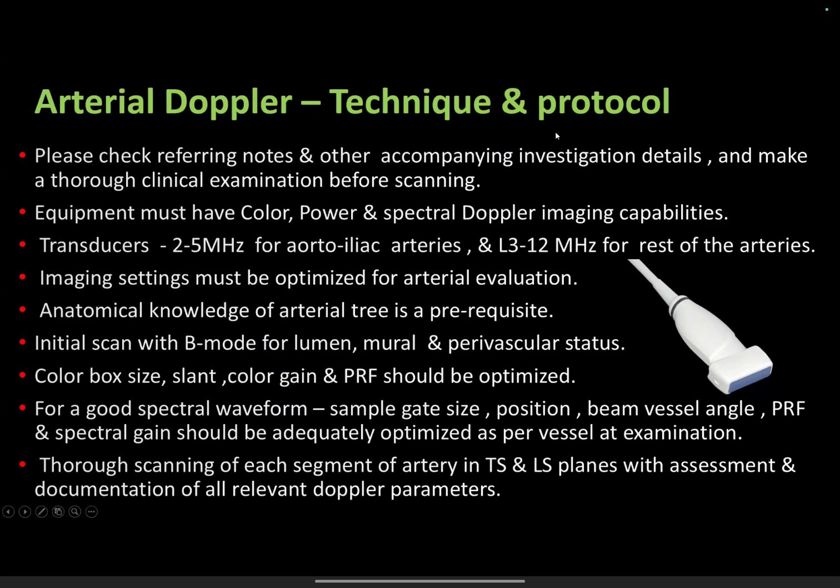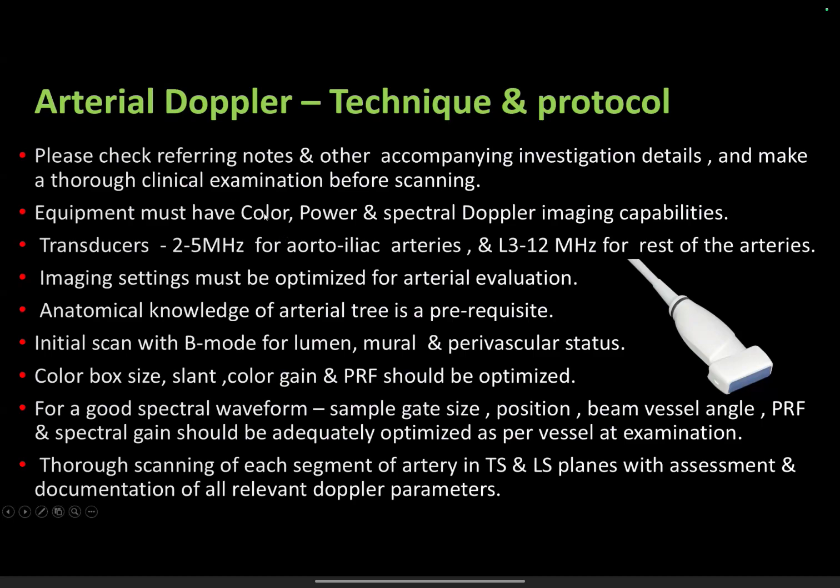A little bit about the technique and protocol. Everyone knows, but still let us have a fast view of this. It is important to check referring notes first and accompanying other investigation details, and make a thorough clinical examination of the patient before embarking upon the scanning procedure.